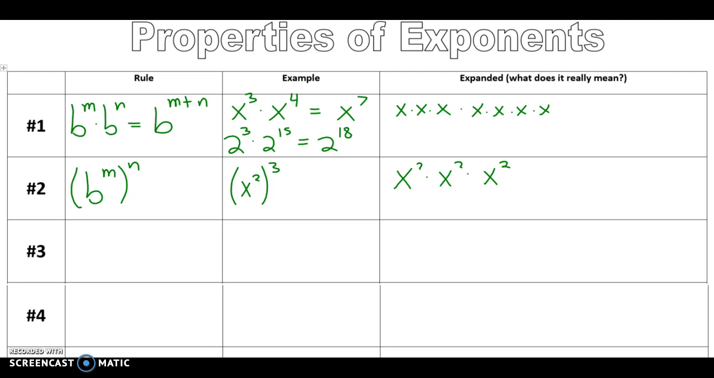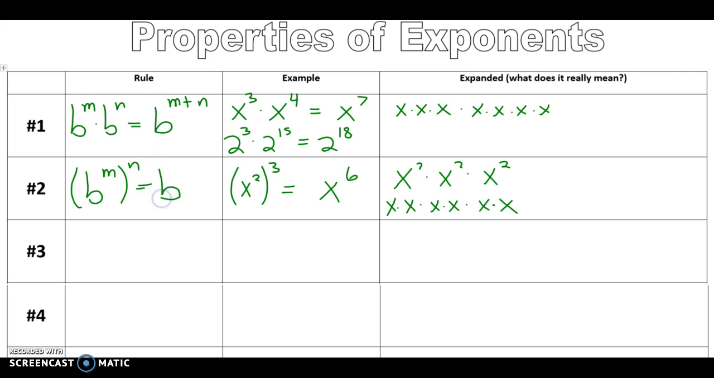So x squared cubed means x squared times x squared times x squared, right? And now what is x squared? X times x times x times x times x times x. Which gives me x to the... yeah. So yeah, what do you think our rule is going to be?